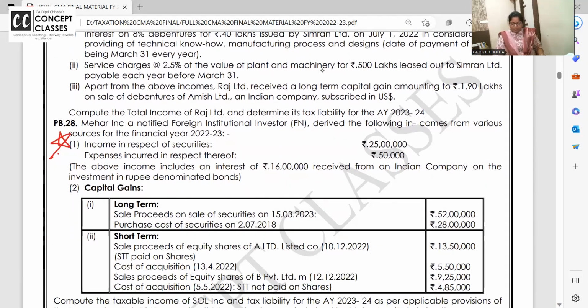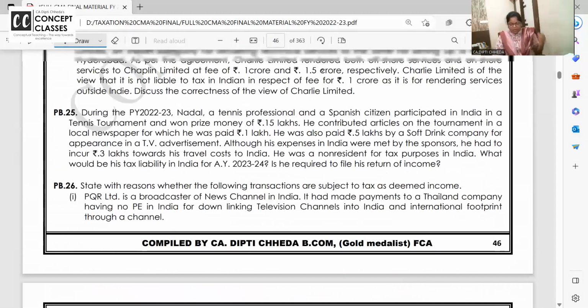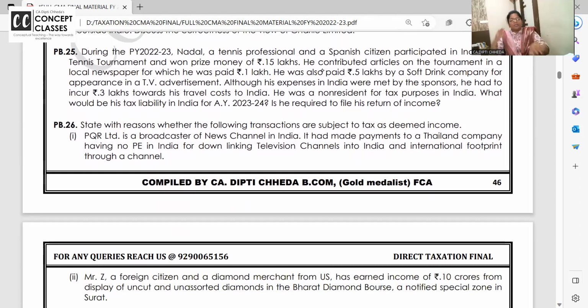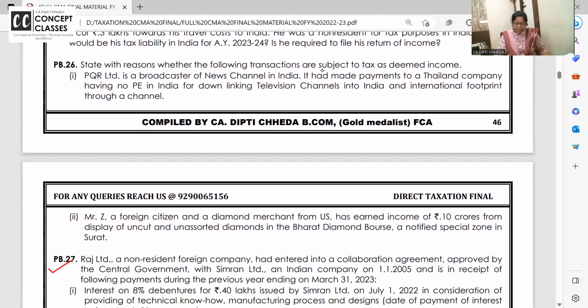This one has a different kind of income, and he's a foreign institutional investor. So how is section 115AD applicable, and you have to split the tax rate. Okay, last two and then we will close. The last two are not related to this, printed here by mistake, so leave them. Where relevant, I'll make you do them. Okay, the 26th problem we are doing now.